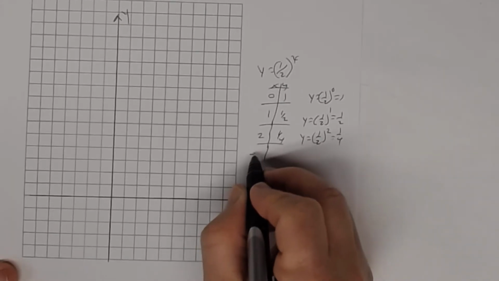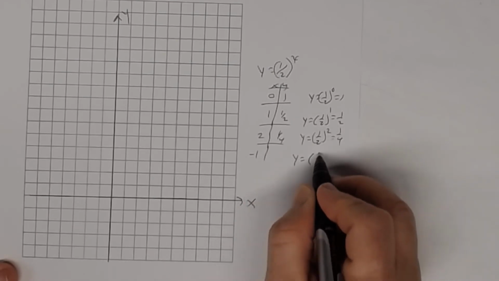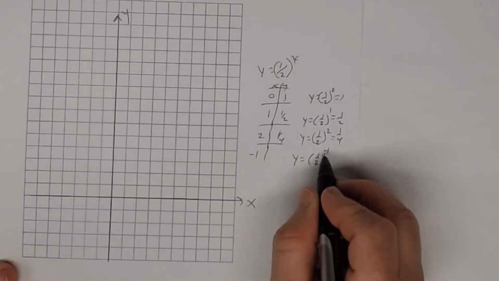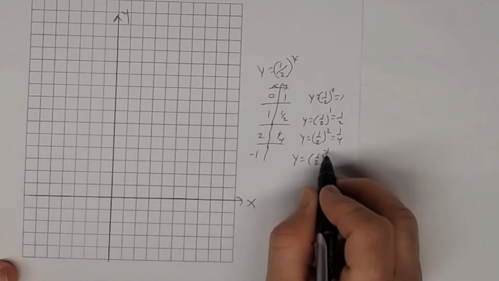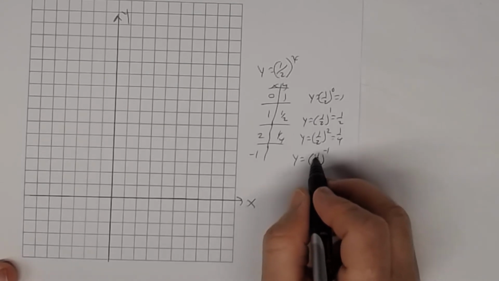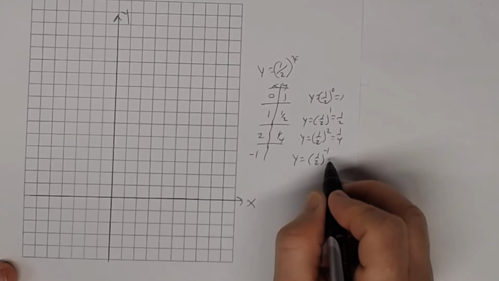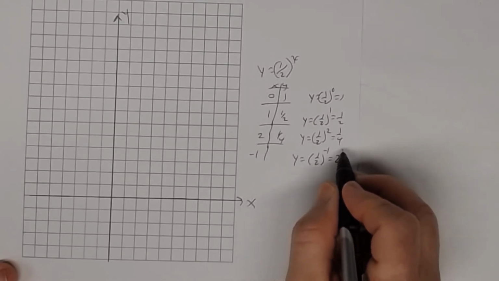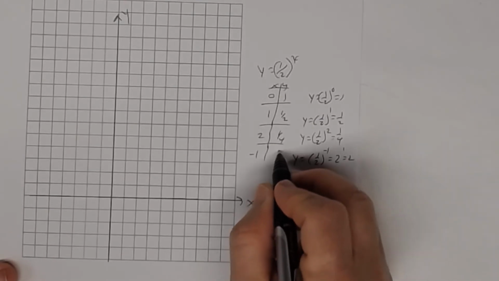Now let's do some negatives. If x is -1, I get y equals 1/2 to the -1. Remember, we have to make that exponent positive. So to get that exponent to be a positive 1, I have to take the reciprocal of the base. The reciprocal of 1/2 is 2, so it becomes 2 to the first, which is 2.